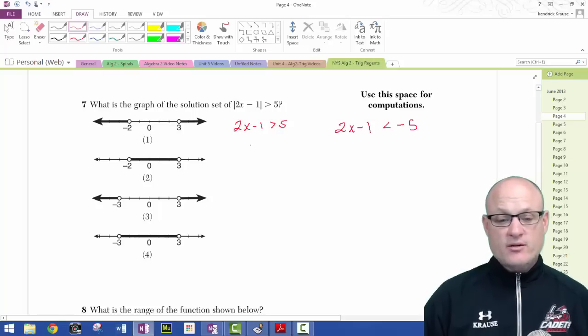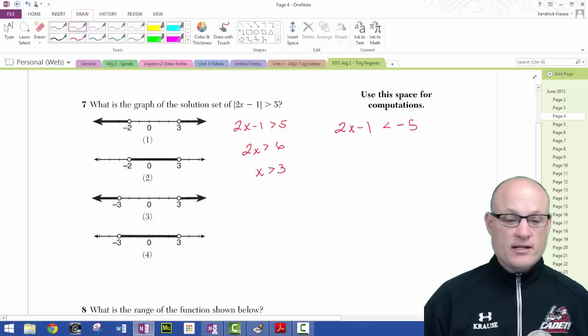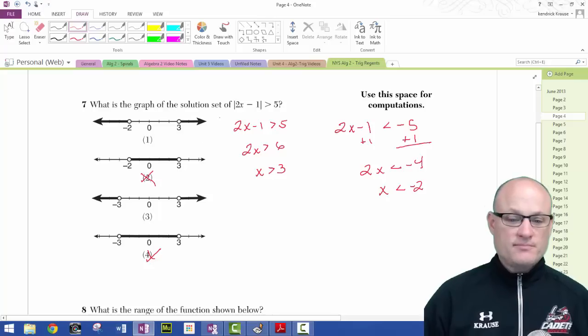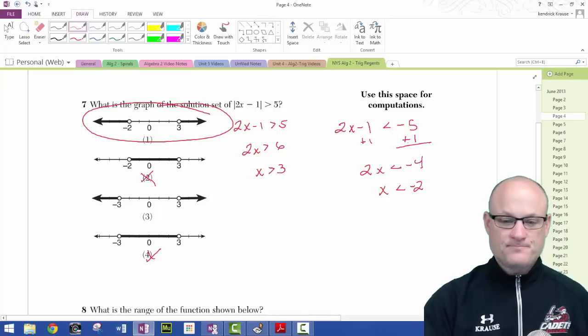I'm going to add the 1 over. I get 2x is greater than 6, or x is greater than 3. That leaves us not these 2. Now I'm going to solve this part of it. I'm going to add 1. I'm going to show you this work because I want to make sure you don't make this mistake. So I get 2x is less than negative 4. Divide by 2 and I get x is less than negative 2. Choice 1. Alright, moving on.